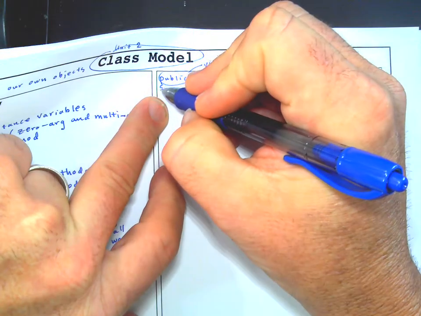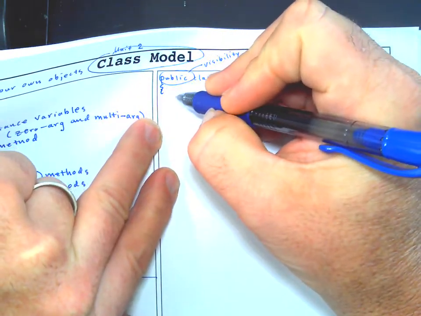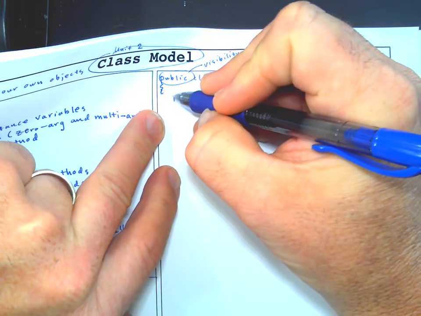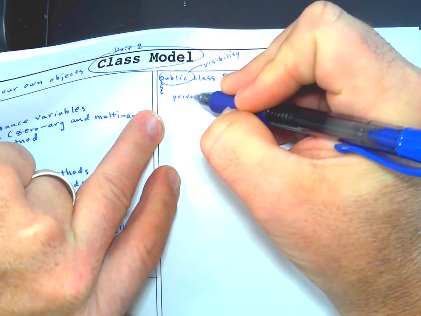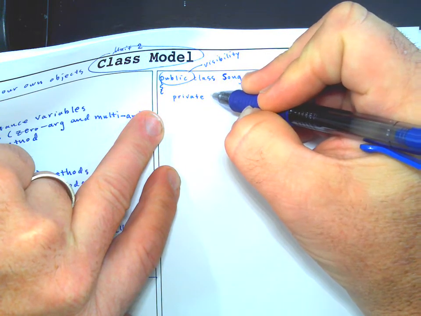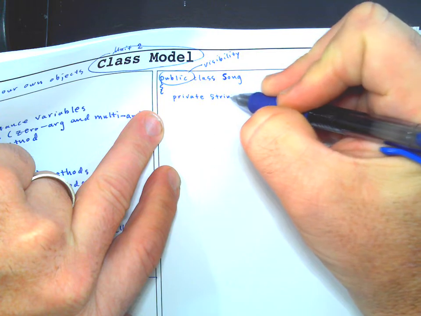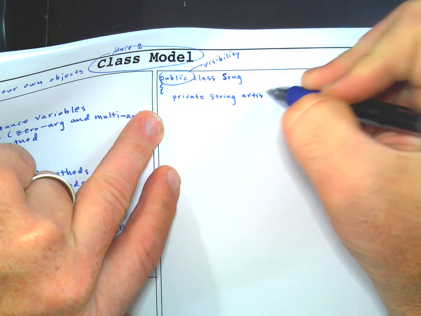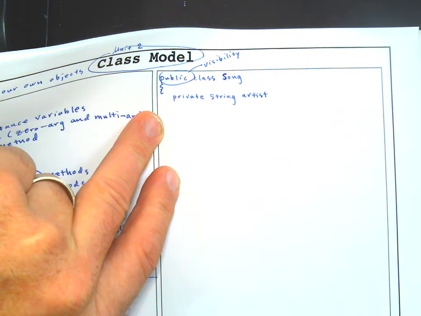Now we're going to do our curly braces. And usually what you do is you list the private instance variables. So let's say we have a song. These you usually want to be private. And you say what kind of variable it is. So I might use a String to store the name of the artist of the song.